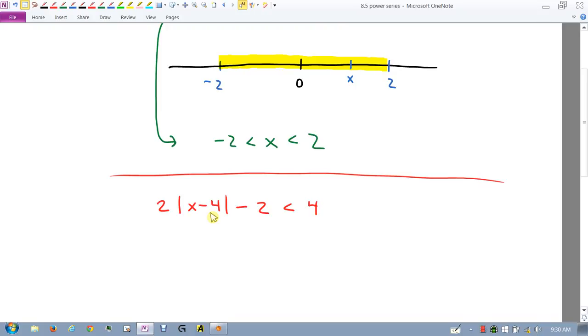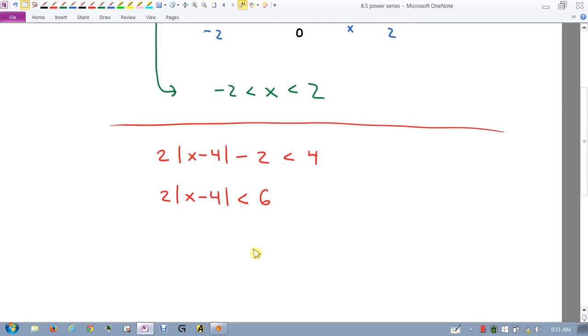What's the first thing I should do? I could divide by 2 here, couldn't I? Yes, I could, but if that were a 3, you wouldn't divide by 2, right? So let's just do it another way that would be more standard. I'd move the 2 over first, right? So this would become 2 times the absolute value of x minus 4 is less than 6. Then you divide by 2, right? And now you're saying the distance between x and 4 has to be smaller than 3, which means that you can be 3 to the left of 4 and 3 to the right of 4, right? Yes?